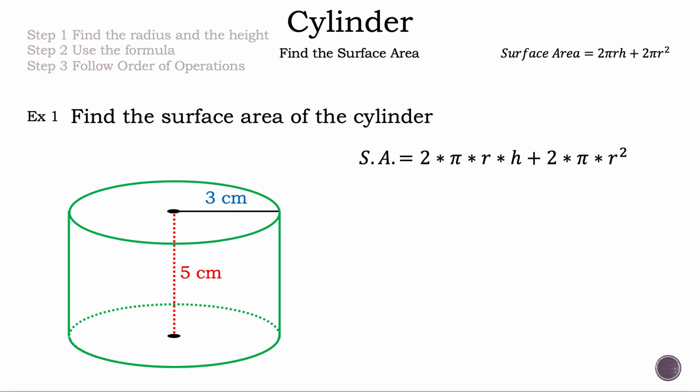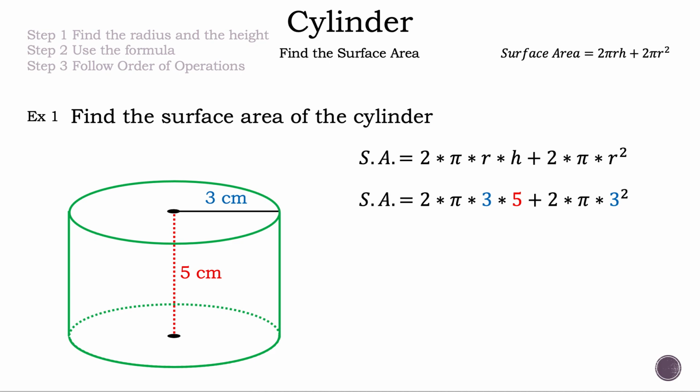Now we have an image with two measurements, 3 centimeters and 5 centimeters. 3 centimeters represents our radius and 5 centimeters represents our height. So let's substitute those two measurements into the formula. Now we have surface area is equal to 2 times pi times 3 times 5, and that represents the rectangle, plus 2 times pi times 3 squared, and that represents the two bases, or the two circles.